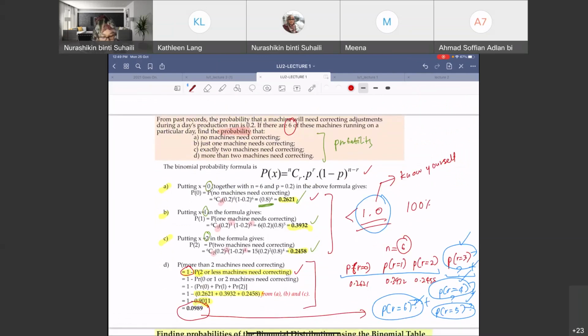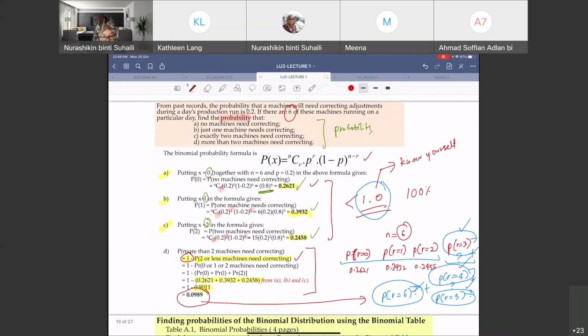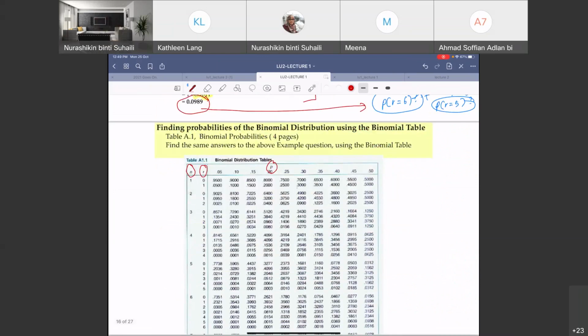We know that R is 0, P is 0.2, N is 6. Okay, how are we going to use it? So N is 6, this one. P is 0.2, this is 0.2. So this is the column that you need to refer to.